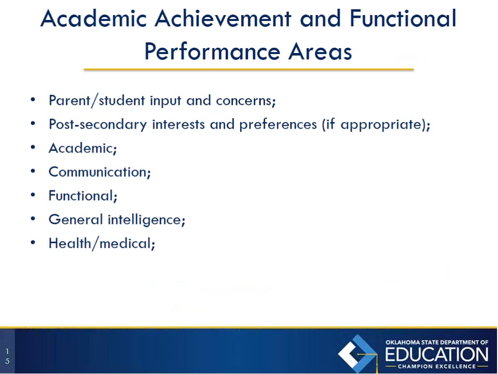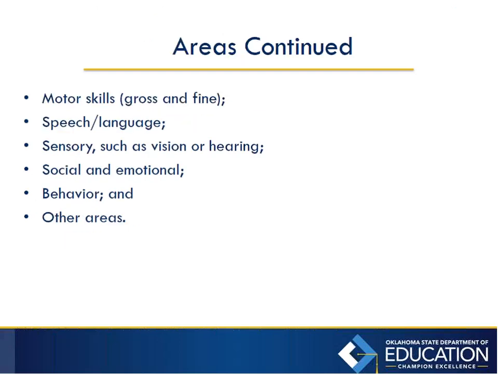Academic achievement and functional performance areas can include parent or student input and concerns, post-secondary interests and preferences if appropriate, academic information, communication information, functional information, general intelligence. You know, if you had an IQ test within the last 3 years, that certainly is helpful information. And then health and medical. Any of that is appropriate to include in the functional areas of performance. You can also consider including motor skills, gross or fine motor, that has to do with mobility, speech or language, sensory processing such as vision or hearing, social and emotional development, behavior, and any other area that needs to be addressed.